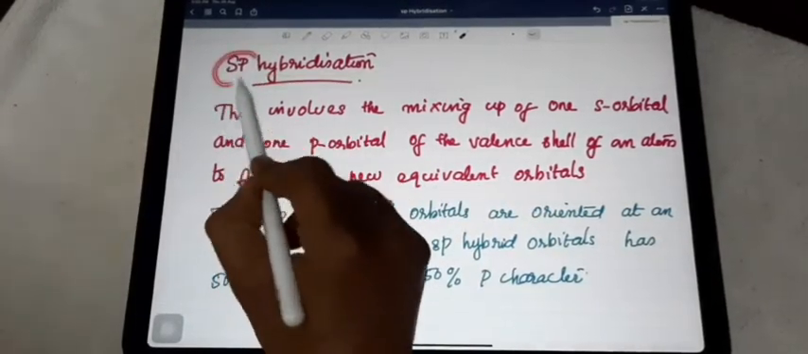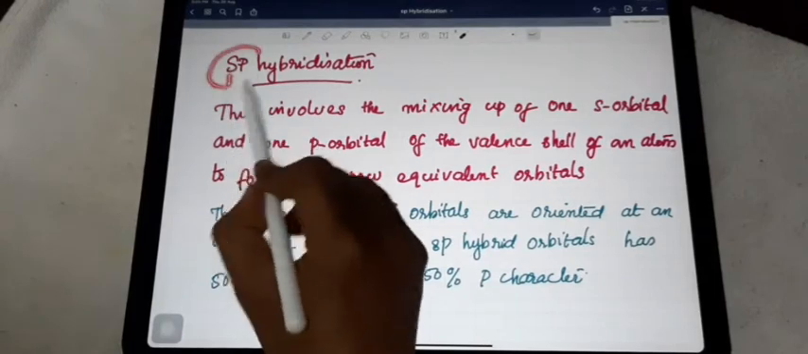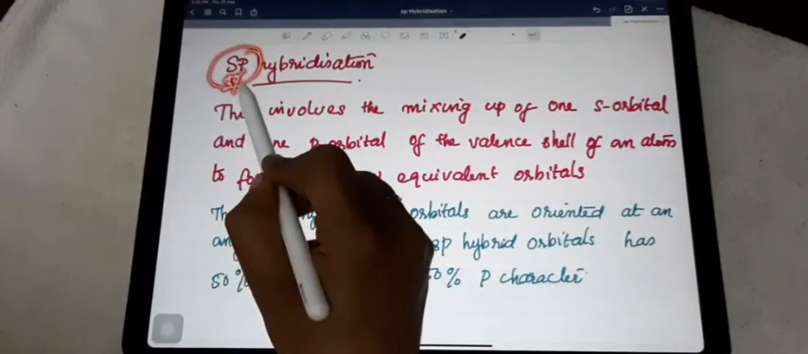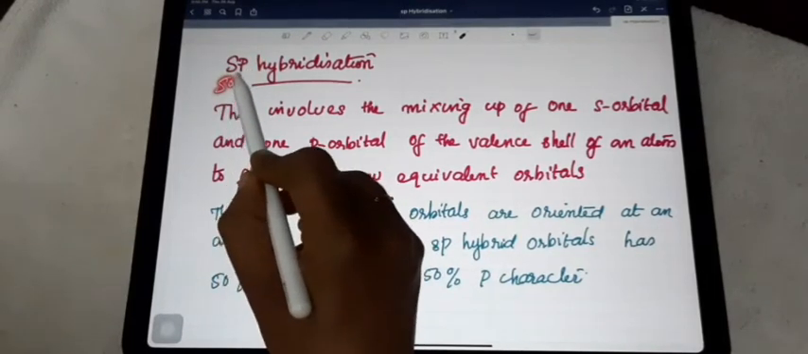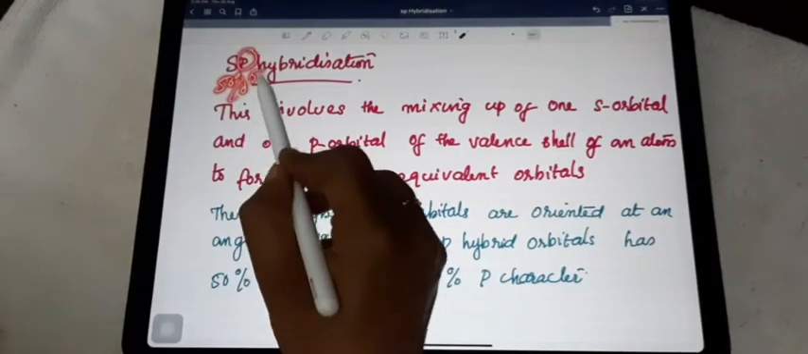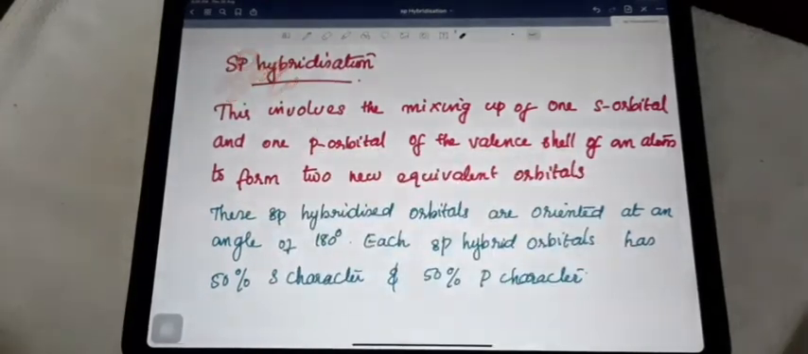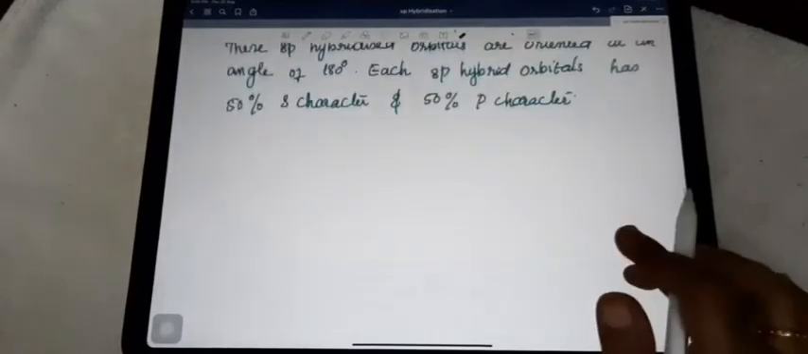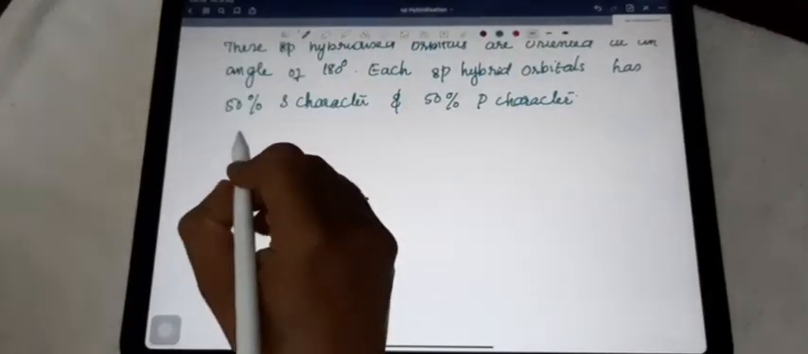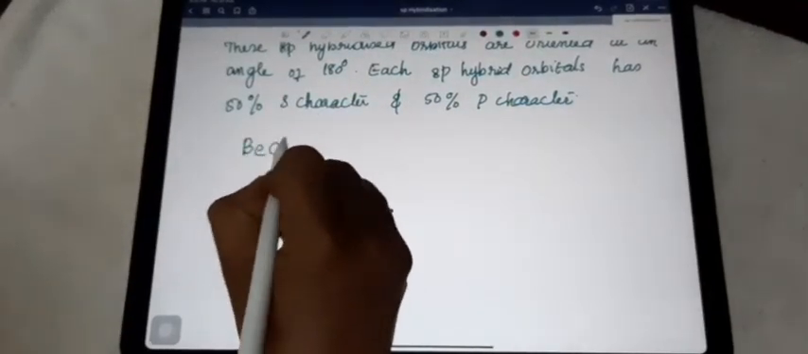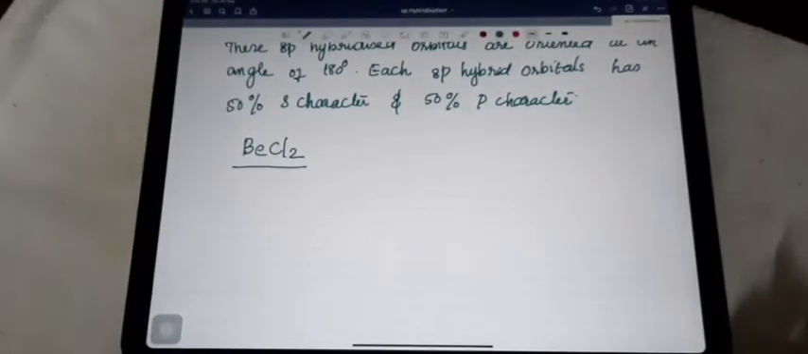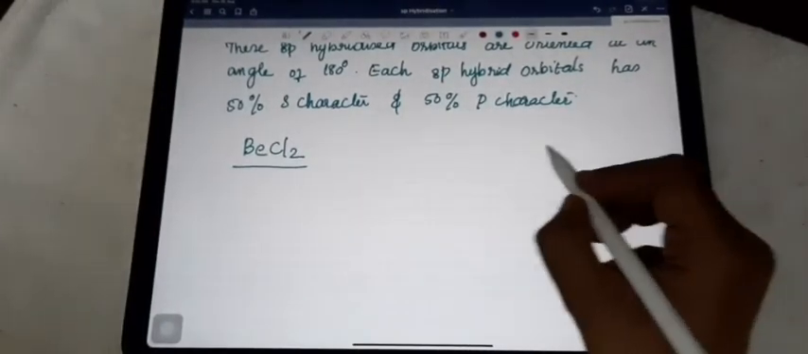At the same time, this sp means, you know that out of 100, the s orbital character is 50% and p has 50% of its character. Okay, so just to start the explanation with the help of the BeCl2 example. You are all well familiar with this compound.